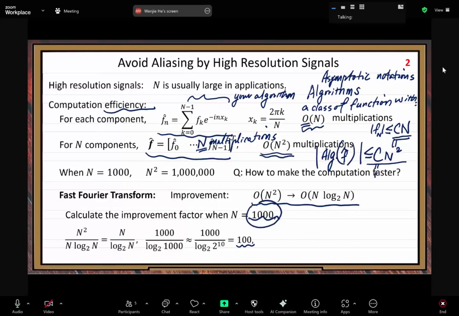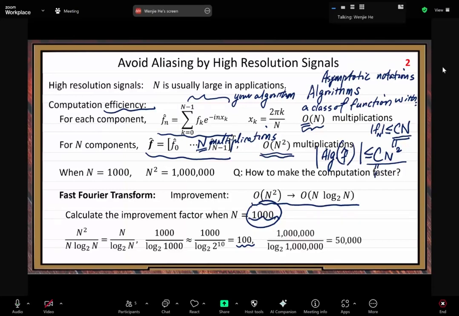1,000 is not a large number, right? It's not a very big number. Even for this data size of 1,000, you can improve by a 100 to 1 ratio. That's significant. The larger the n, the larger your improvement ratio.